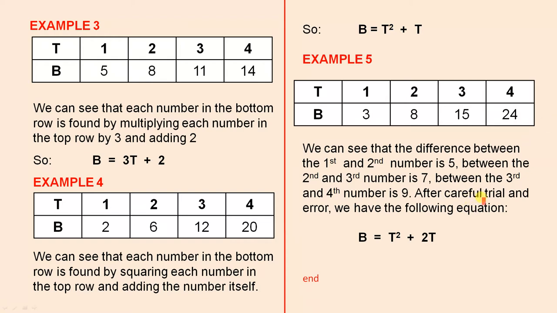After careful trial and error, we have the following equation or the following rule. B equals T squared plus 2T. So this video has introduced you to patterns and trying to look at the rule, look at the numbers very carefully to see if we can find a rule that generates the pattern.